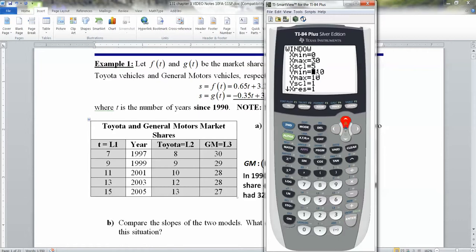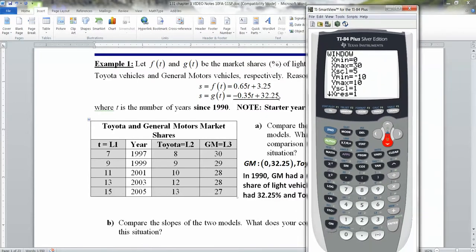Okay, now the y min, y is your market share, right? You can't get to negative 10, I grant you. I'd still like to leave it at negative 10 just because I want to be able to see the bar, the x-axis at the bottom. You'll see what I mean in a minute. But the y max, y is market share. Look at this. If you look at your y-intercept right there, 32.25. So I need this to get as high as 32.25. So I'm going to pick 35. I'm going to make the tick marks worth 5.